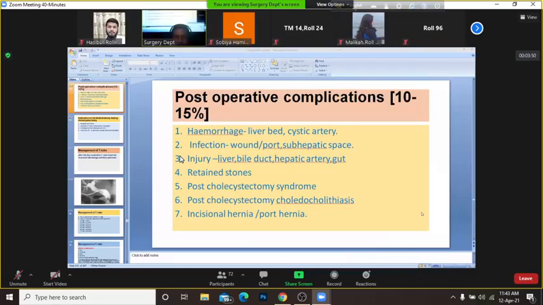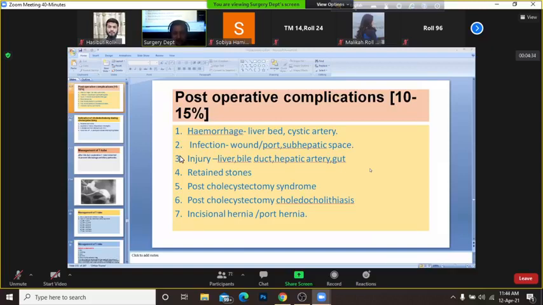So the common postoperative complications after cholecystectomy are: number 1 hemorrhage, number 2 infection, number 3 injury to the liver, bile duct and hepatic artery, sometimes intestine. These three are very common complications that might occur after cholecystectomy. Next one is retained stone. That is, the presence of stone in the bile duct is missed and it remains within the bile duct. This is called retained stone.